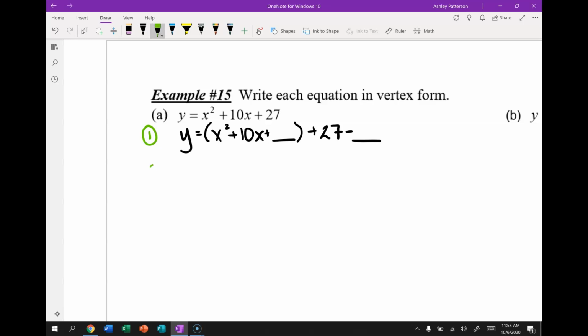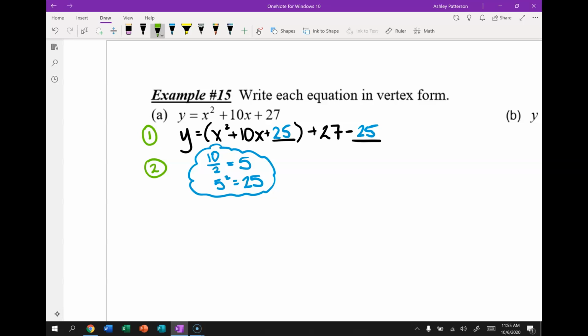Okay, step 2 is to create that perfect square trinomial. I'm going to take half of my middle term, which is 5, and then I'm going to square it. So I get 25. That means I am adding 25 and I am subtracting 25.